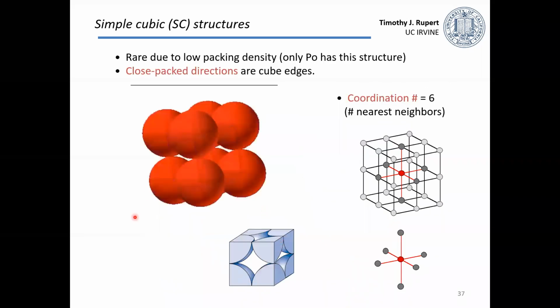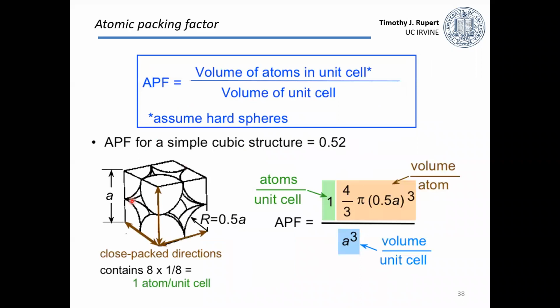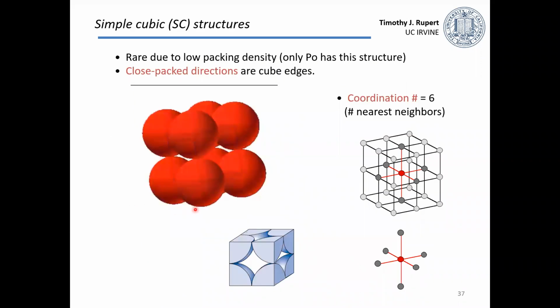So for the simple cubic structure, there's a little video showing that structure. This actually turns out to be pretty rare due to the low packing density, right? Of materials that are found in nature, only polonium has this simple cubic structure, and that's sort of an obscure element that we don't really use for anything, okay? So in this case, the close packed directions are along the cube edges.